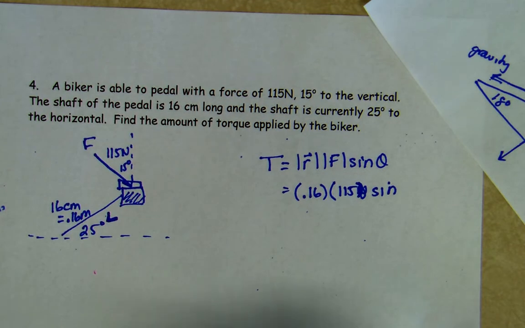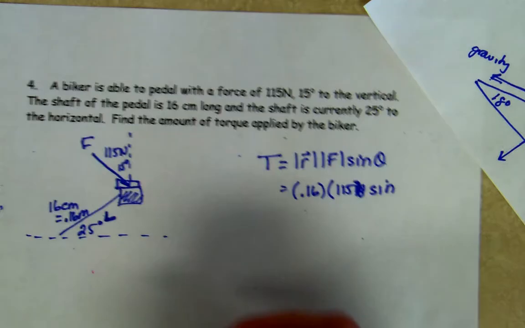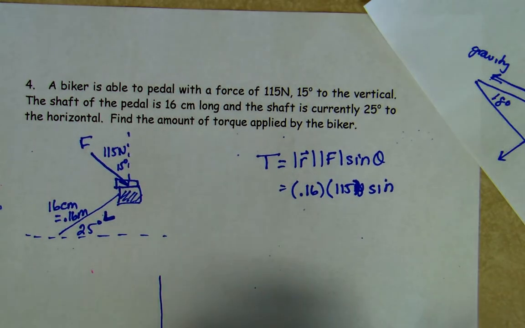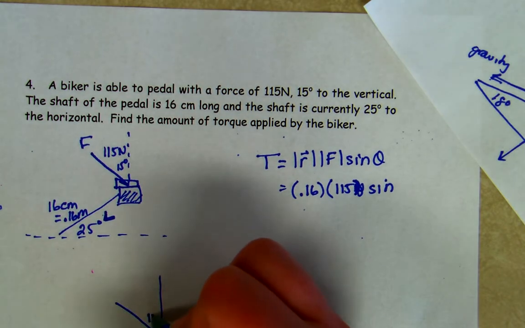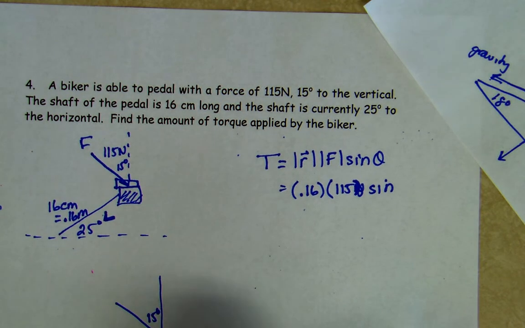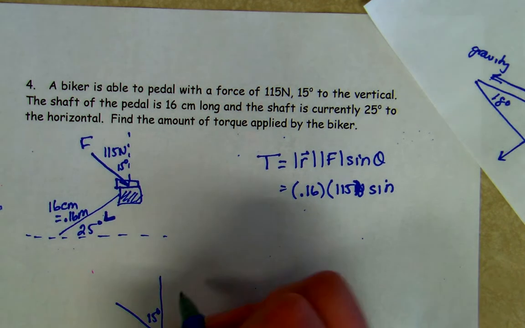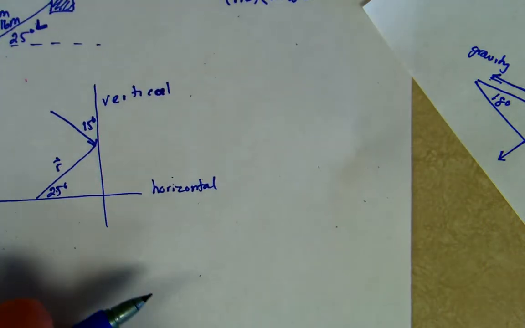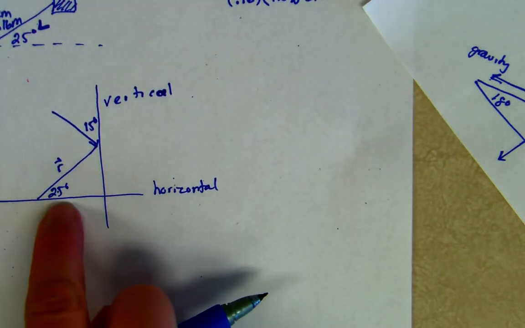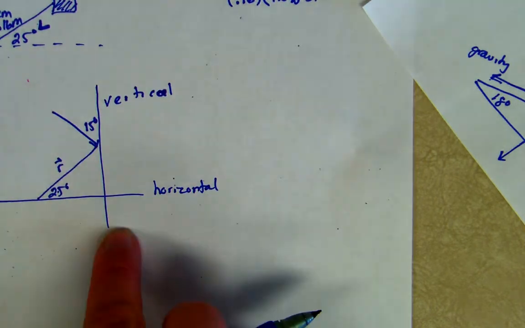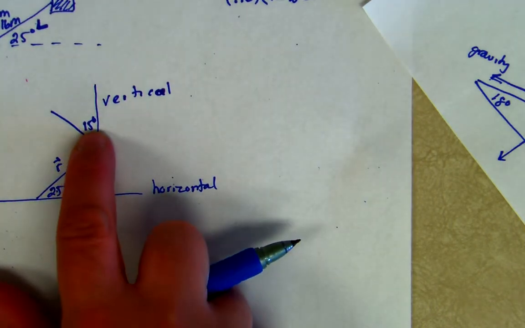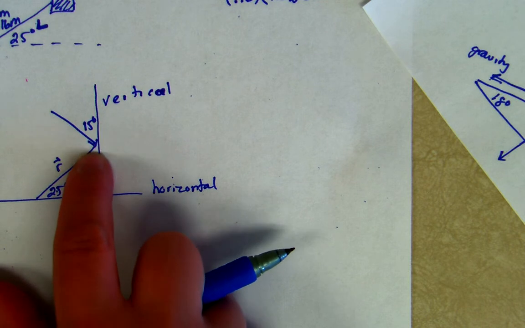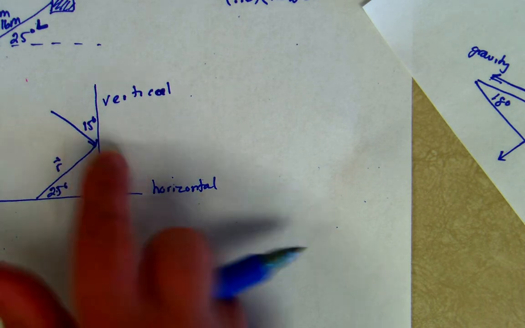So now here's where I need to figure out what's happening, and I need an angle. So I'm going to draw just a different diagram so I can put all my angles on it. So here's my horizontal, and the lever is 25 degrees to the horizontal. Here's my vertical. Again, I'll move this up so you can see it. So there's my horizontal, and I was told that the lever is 25 degrees to the horizontal. Here's my vertical, and I was told that my force is 15 degrees to the vertical.